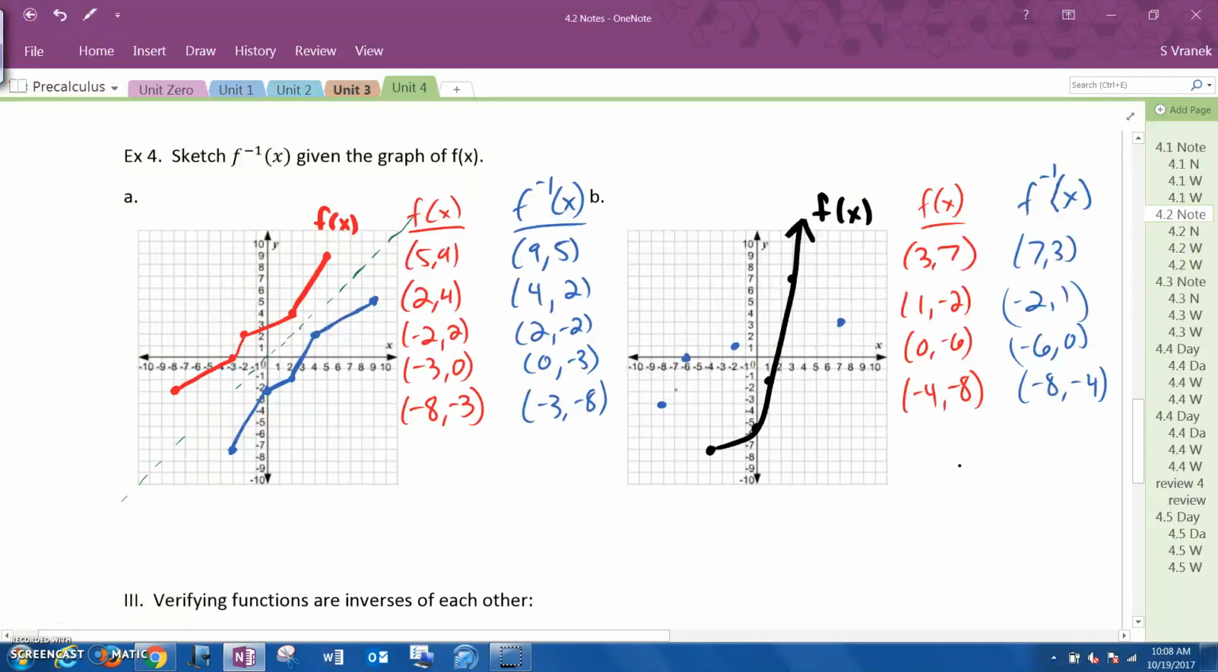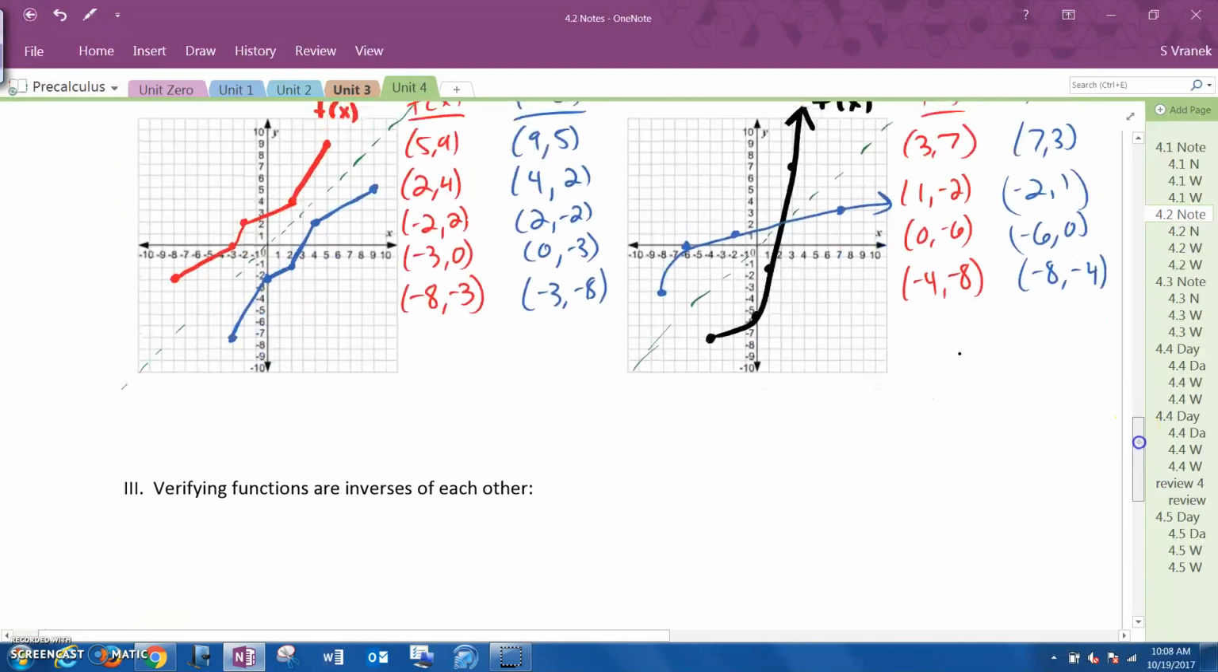So if I graph and connect the dots and kind of make it look like that one, sure enough, it looks like it was reflected over the line y equals x. Okay? So that's how you do that with graphing.